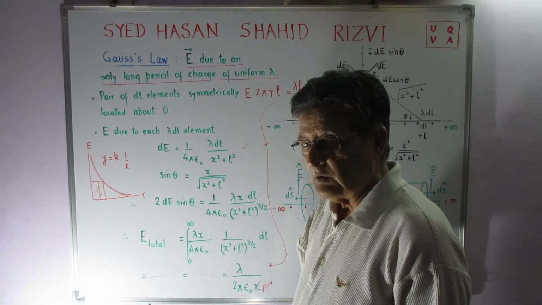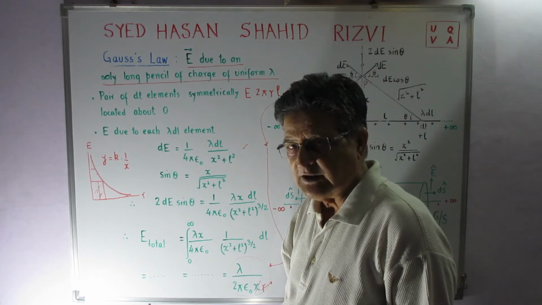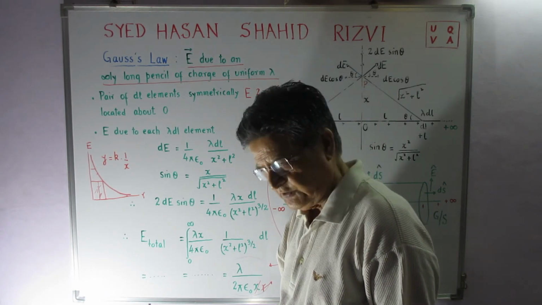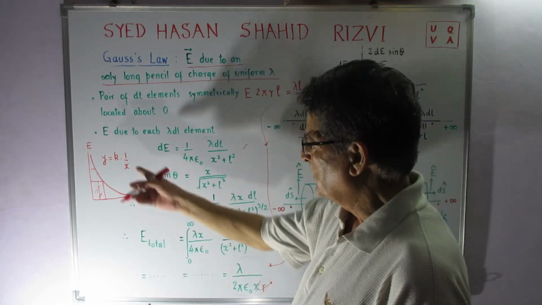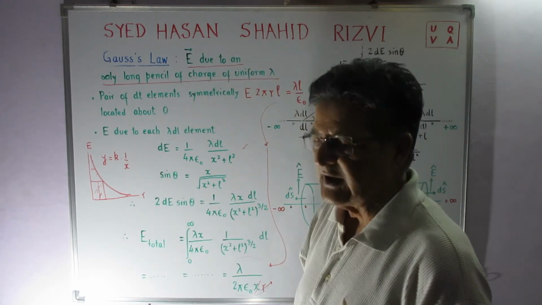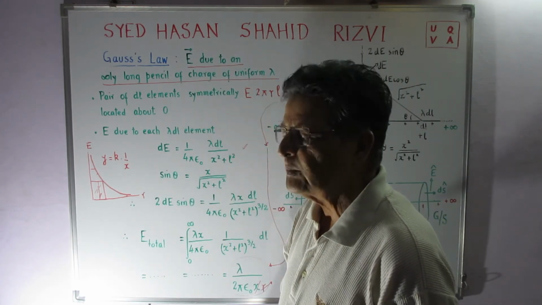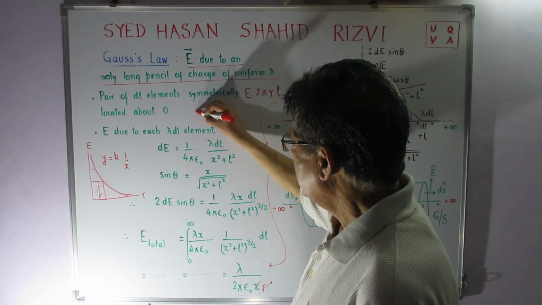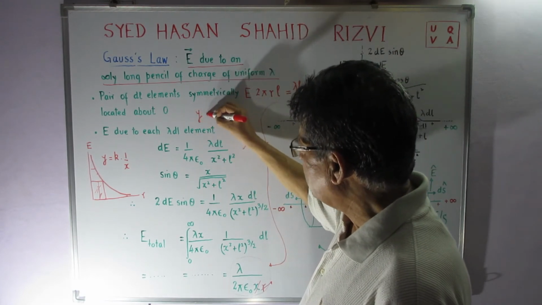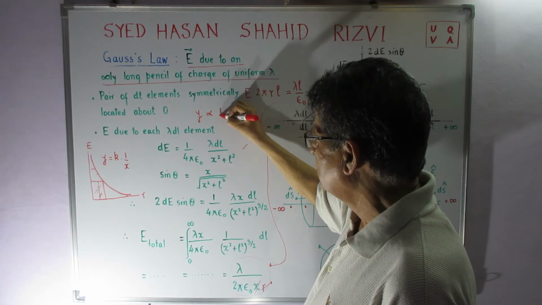So this is the nature of y is proportional to 1 upon x. What kind of proportionality is there? I emphasize, and I tell you again, that the proportionality of y to 1 upon x is a direct proportionality. Y is directly proportional to 1 upon x.